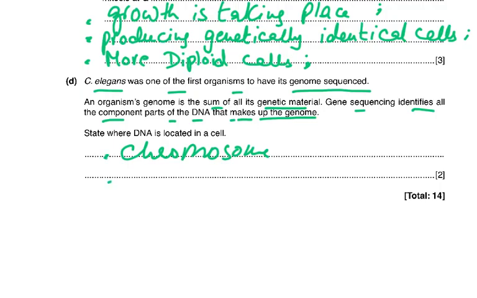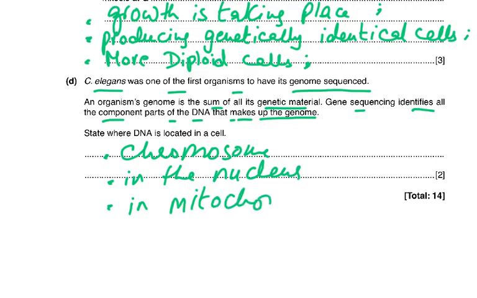Or you could have said in the nucleus, and also DNA is found in the mitochondrion. So in the mitochondrion as well, DNA is found. Mitochondria has its own DNA. So DNA is located in a cell, and if you say bacteria as a cell, then also in the plasmids. So you could have said anything for 2 marks. Chromosome, nucleus, mitochondria, plasmids are also allowed.